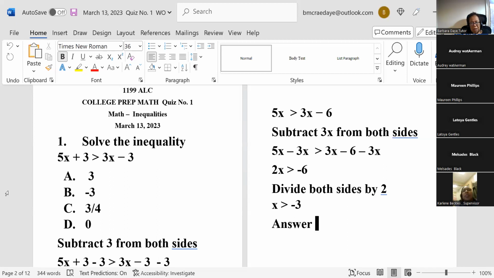Are you on your iPad? Yes. And you can't see both? You can't see the number 1 and then the solve the inequality? The left side has solve the inequality, and below it, the answers. So what is the answer? x greater than minus 3. So B. Answer B, that's it.